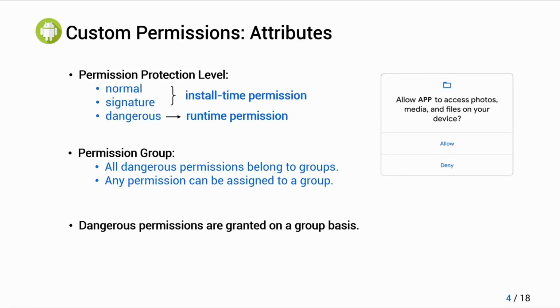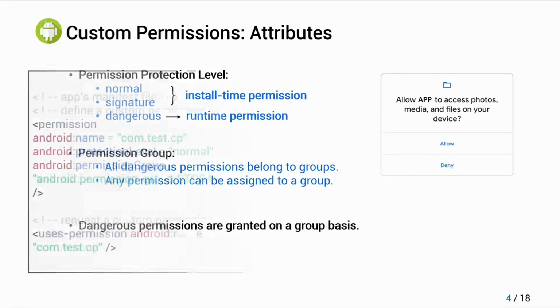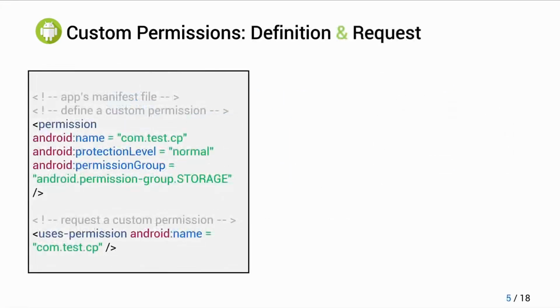group without user interaction. In order to enforce a custom permission, the app must first define it in its manifest file using the permission element. Let's see this example. This is a normal-level custom permission. The permission name is unique.